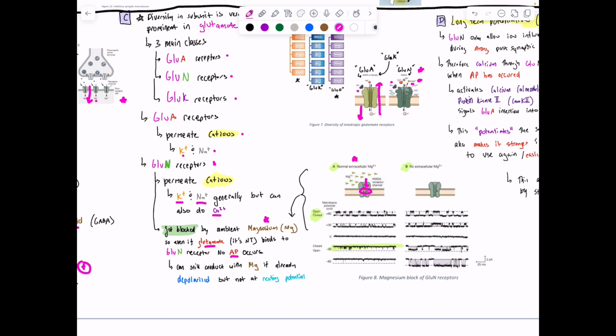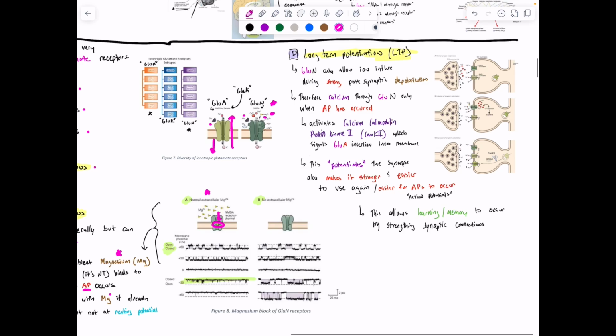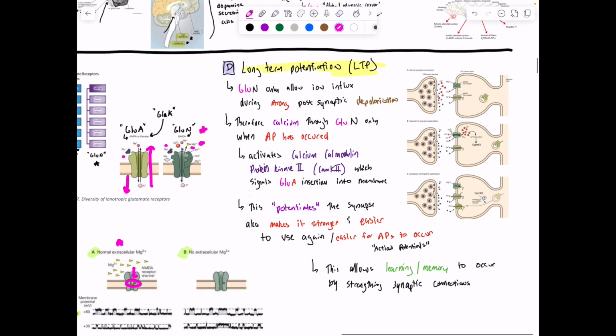We were told in lecture that these GLU-N receptors can still conduct with magnesium bound, but only if the cell is already depolarized. Hopefully that's a fact we don't need to know too much about. But we have these different receptors for glutamate, and then we were told something which is fairly cool, which is that GLU-A and GLU-N work together in this idea of long-term potentiation. Long-term potentiation reinforces certain synapses between neurons such that that pathway can be used over again or more easily, such as, say, learning something.